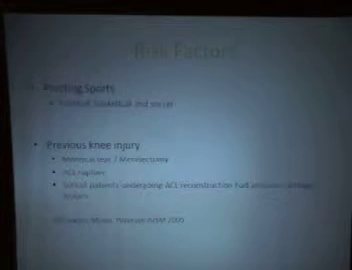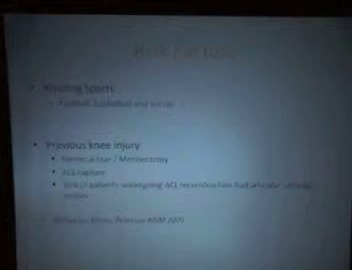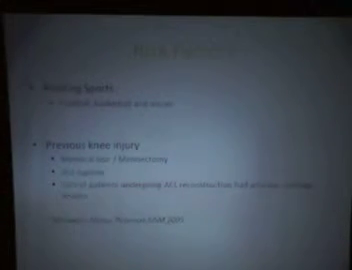Pivoting sports, soccer, basketball. I've had to differentiate between football and soccer because my fellowship was in Canada and football meant something else to them. So previous knee injury, also for example if there's a meniscal injury or ACL injury and they're ACL deficient, that does predispose the knee to episodes of instability and giving way, and that can lead to articular cartilage damage.